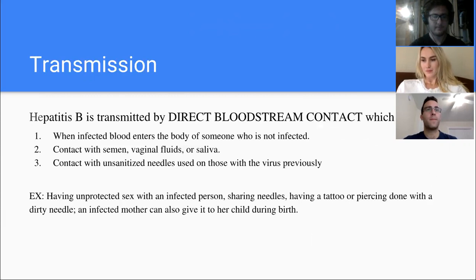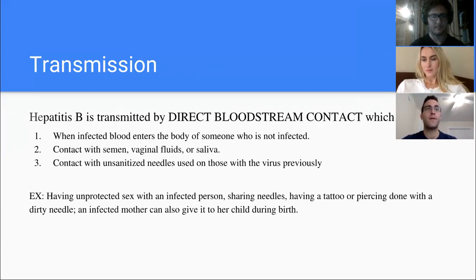That includes when infected blood enters the body of someone who is non-infected, contact with semen, vaginal fluids, or saliva, and contact with unsanitized needles used on those with the virus previously. The virus can be transmitted through a break in the skin or mucous membrane of the body. Accordingly, it can spread from host to host or from reservoir to hosts through simple means such as sharing a virus-tainted toothbrush while having an open cold sore, having unprotected sex with an infected person, sharing needles, having a tattoo or piercing done with a dirty needle.